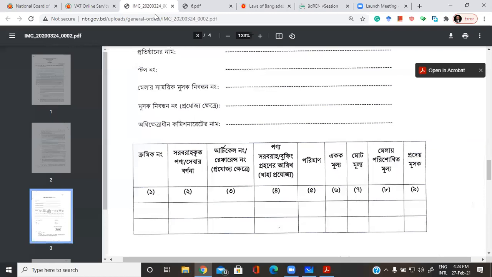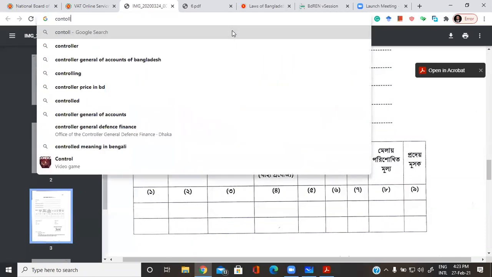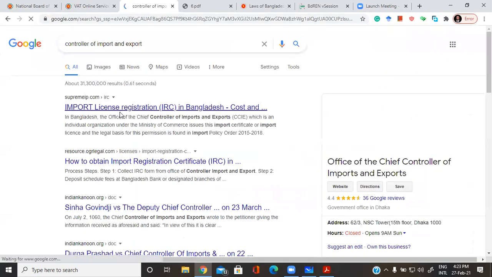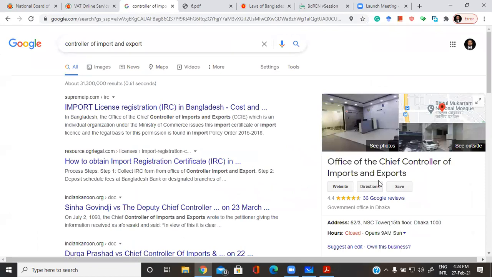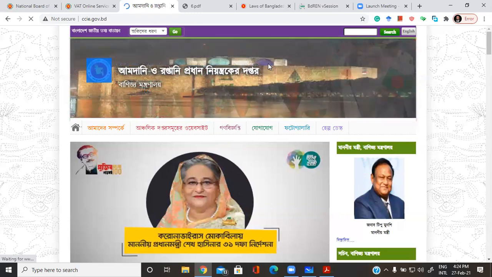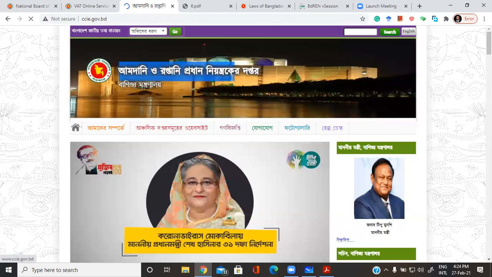Let me take you to the site of the controller of import and export. In Bangladesh, this one, Office of the Chief Controller of Import and Export. Have you heard about it? This office name? You probably have heard about this name in Bangla. Yes, sir. In your education, right?